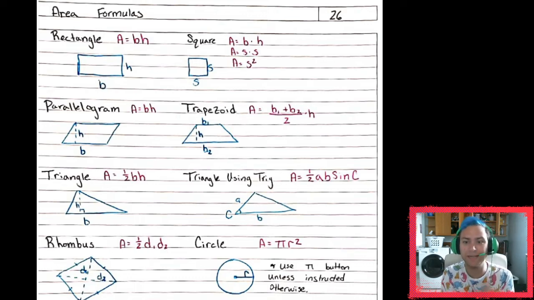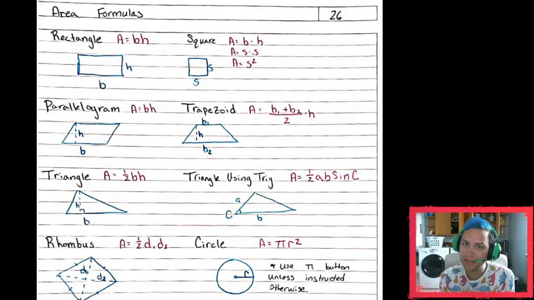Parallelogram is also base times height. The important thing about a parallelogram, though, is that the base is the part across the bottom. The height is not the diagonal part going up. No. The height has to go straight up. Heights always have to make a 90-degree angle wherever they're at. Wherever you're getting your height from has to be 90 degrees. So in the picture, you can see the height is that dotted line.